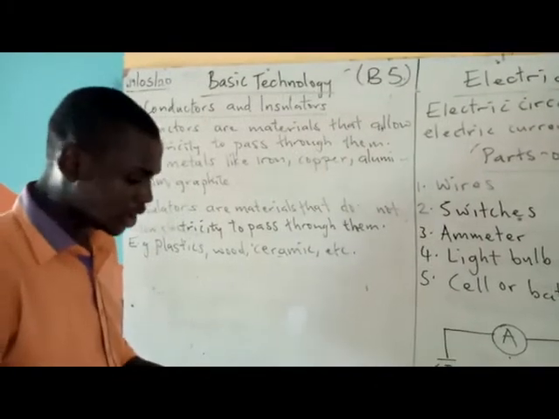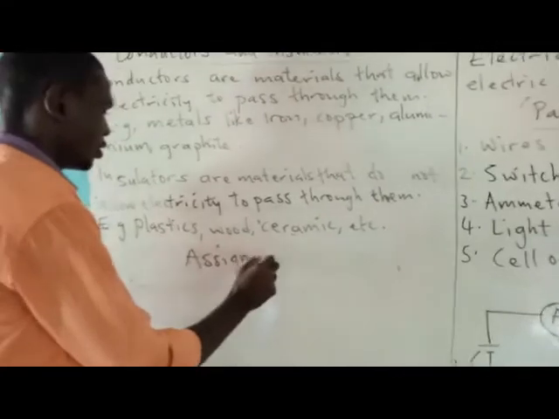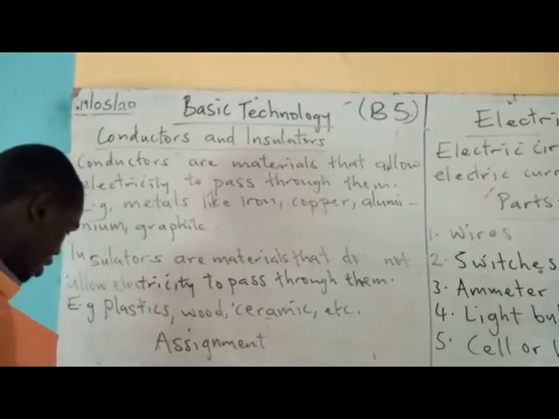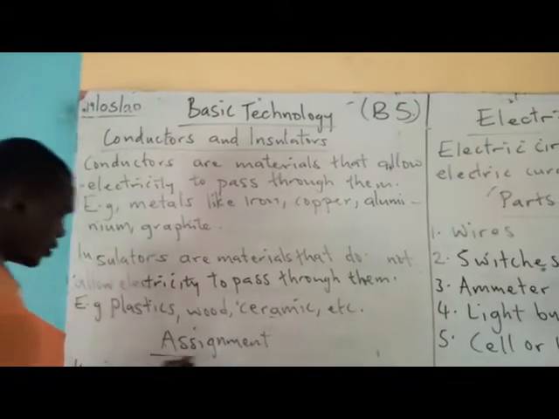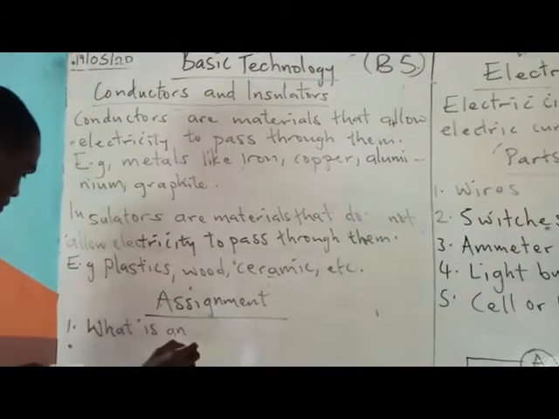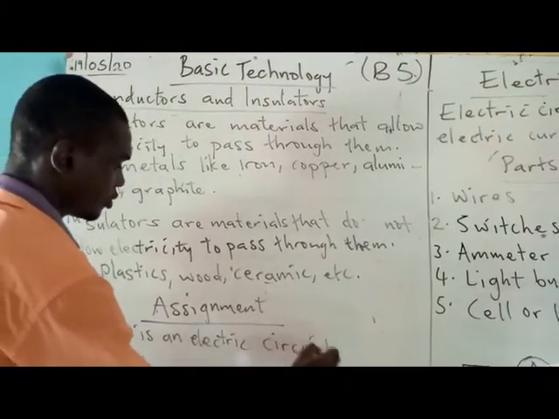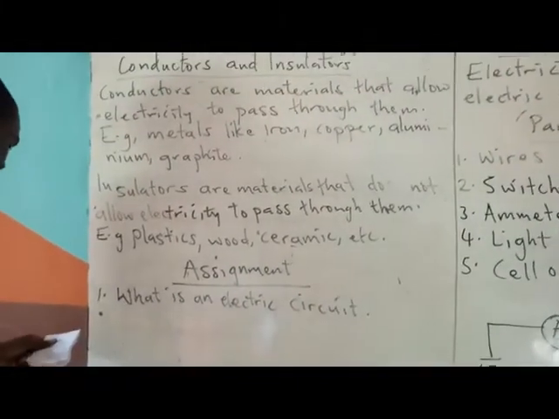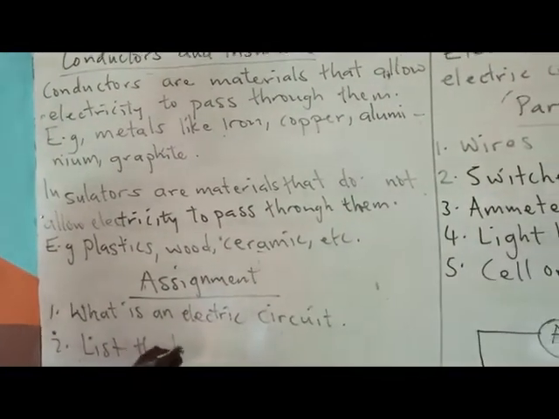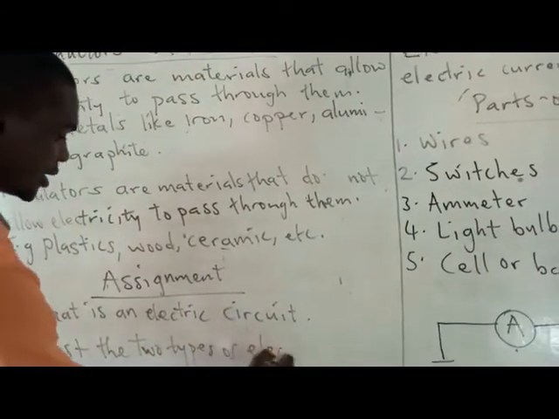Okay, so I will just leave you with these assignments. Number one, what is an electric circuit? And the second one, list the two types of electricity.